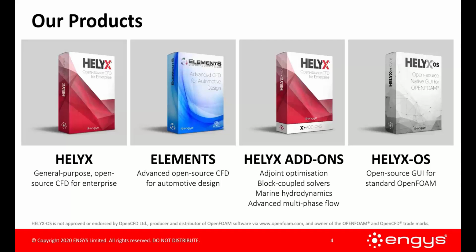Helix add-ons are things that are additional physics or optimization tools. For example, for adjoint optimization, we use a continuous adjoint approach, and there's a whole set of tools built into the Helix adjoint add-on. We also have add-ons for block-coupled solvers, marine hydrodynamics, and advanced multi-phase flow simulation. And finally, we have Helix OS, which is an open source GUI for standard OpenFOAM that anyone can download off the internet for Linux. If you'd like more information about each one of these, you can always visit our website at engys.com.